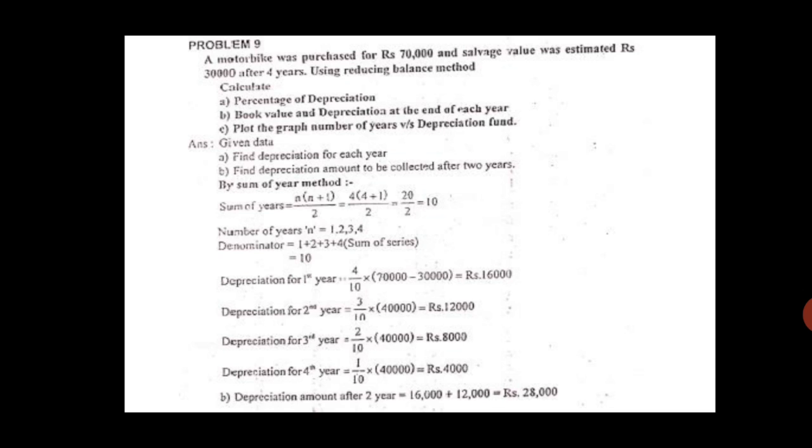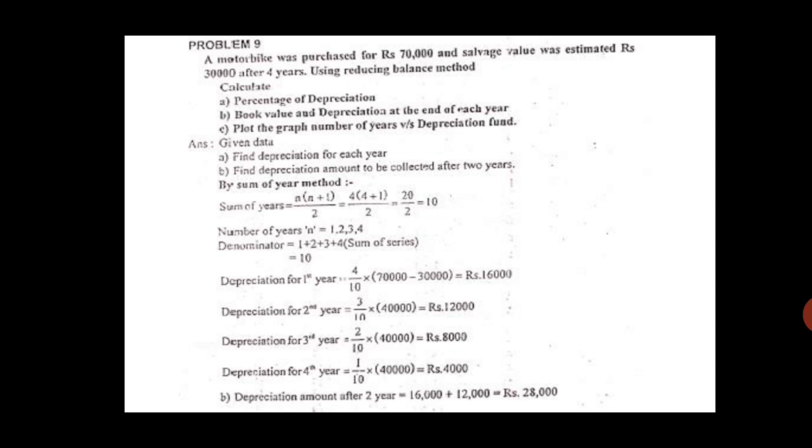Now depreciation for the second year is 3 by 10. Sum of the years means now only 3 years are remaining. Total is 10. So 3 by 10 into 40,000 rupees, you get 12,000 rupees. That is the depreciation amount for the second year. So you can see the depreciation amount is reducing every year. Earlier the first year was 16,000, the second year has come to 12,000 rupees.